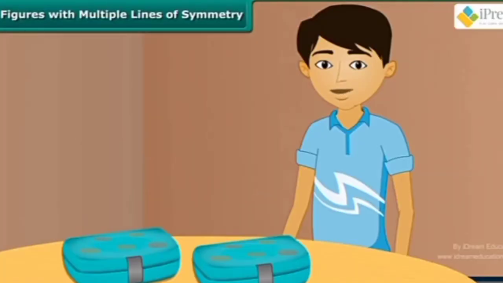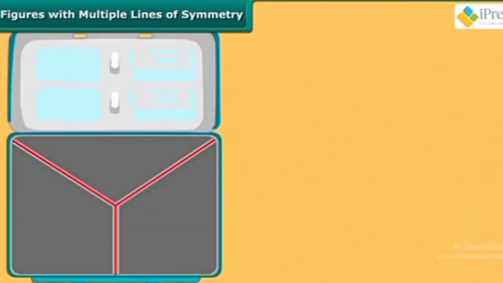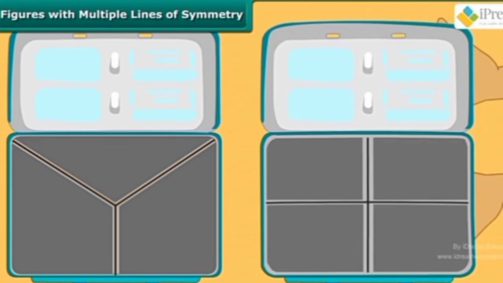Two lunch boxes. One has three lines of symmetry. She doesn't like this box and keeps it away. She picks up another one. Let us check out. Oh, this box has four lines of symmetry.